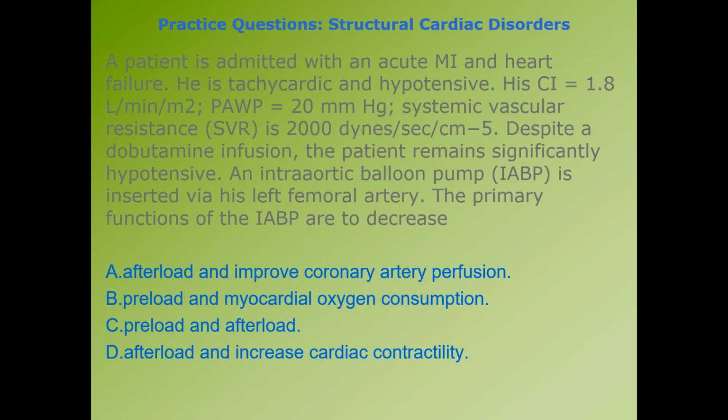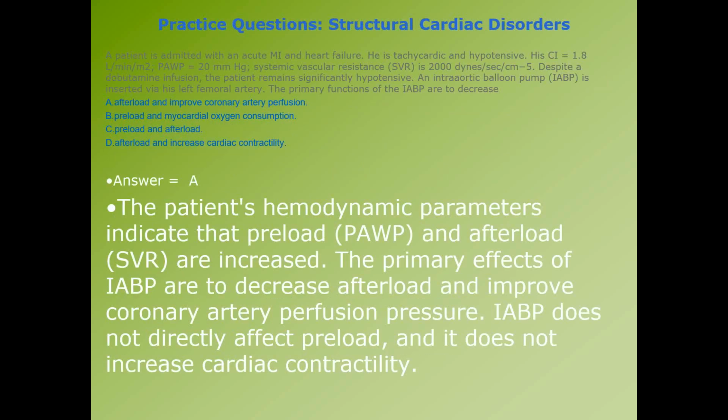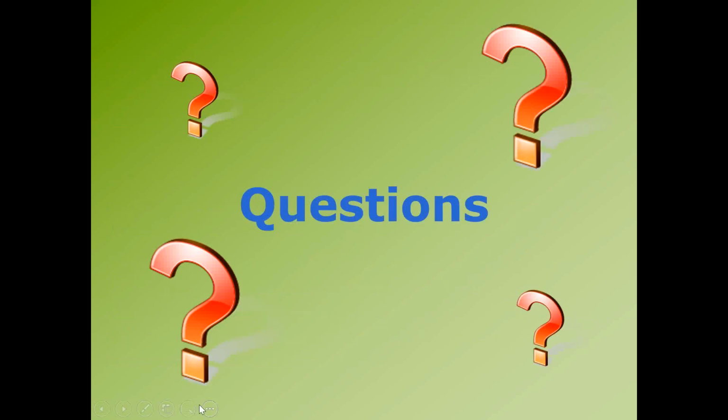What is its purpose? The intra-aortic balloon goal or purpose is, answer A, to decrease afterload and to improve coronary artery perfusion. The goal of the intra-aortic balloon pump is to decrease afterload and to improve coronary artery perfusion. If this is not something that you remember, then go back to the structural cardiac disorder and re-listen to that portion. I hope this has been helpful.